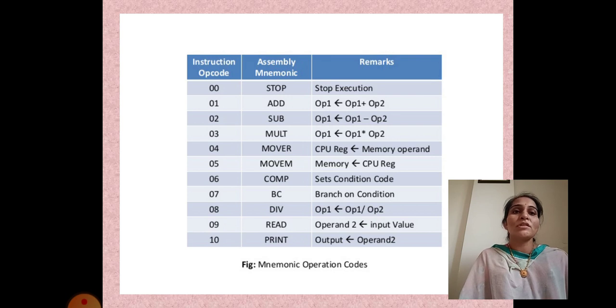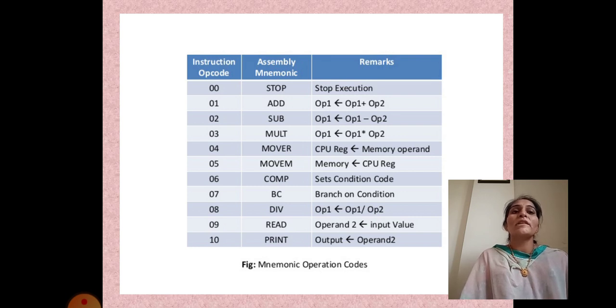It stops the execution. Addition performs the addition of two numbers and stores the result in operand one. Subtraction also does the subtraction of two numbers and stores the result into operand one. Multiplication is also performed and stored in operand one. Movr stores the memory operand into the register operand. Movem stores the CPU register operand into the memory operand.